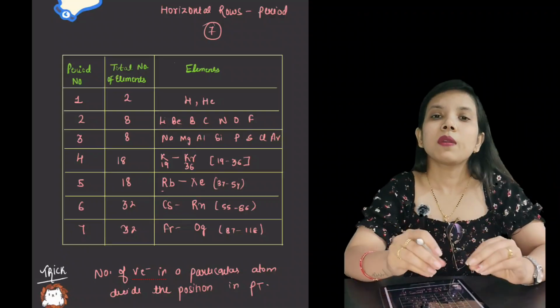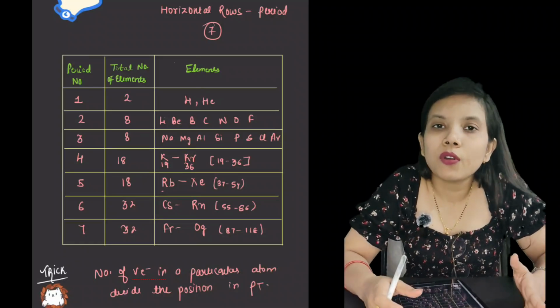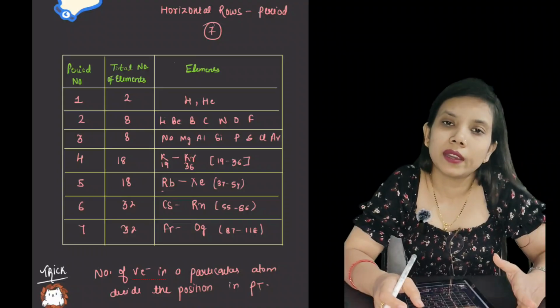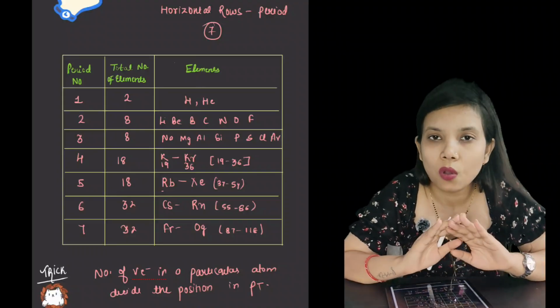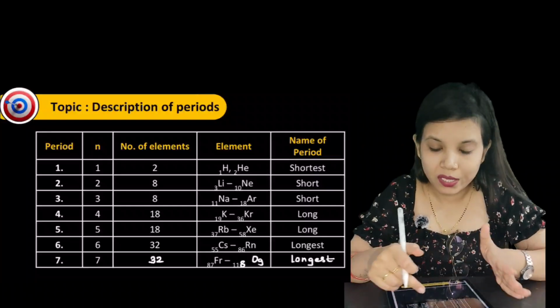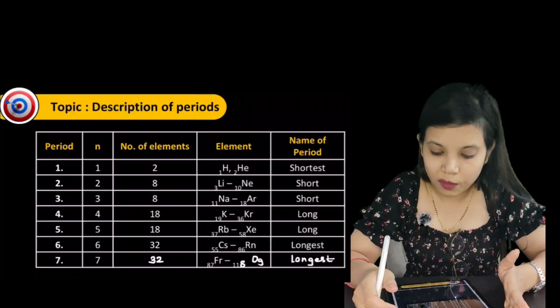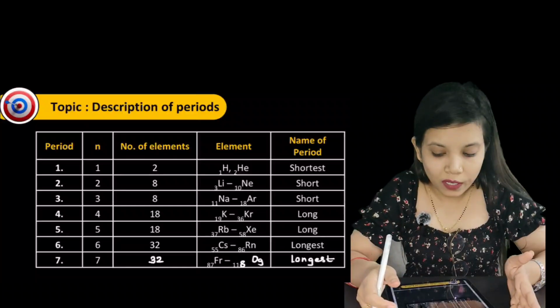Basically, किसी भी एटम में जो वैलेंस इलेक्ट्रॉन होते हैं वो उसकी पीरियोडिक टेबल में पोजीशन को डिसाइड करता है. So this is all about the description of period. Even I had made one classification here. It is period number 1 to 7. Clearly written the number of elements, and the name of elements.